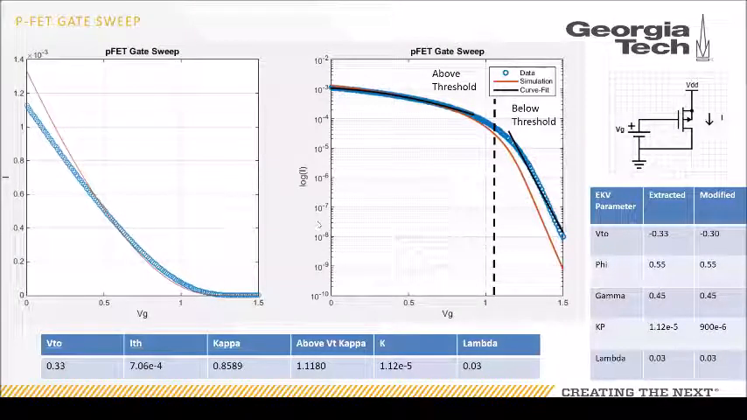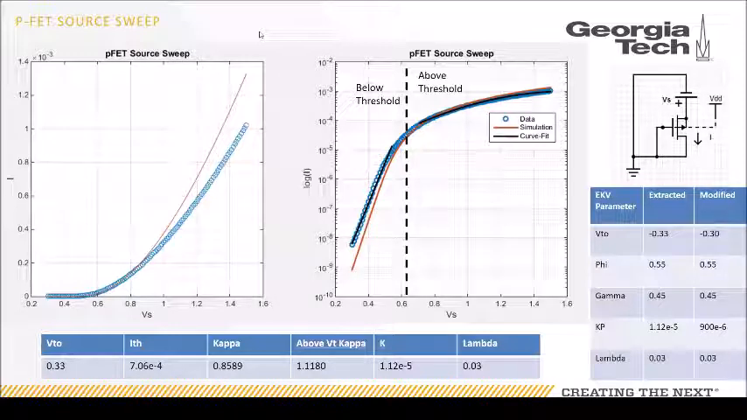Okay, so for the PFET, we did this in a really similar way. We curve fit the above threshold and below threshold regions to get VTO, ITH, and kappa. From that, we started building our EKV model. Again, mostly we changed our KP value to get the simulation to match closely with the experimental data. For the source sweep, again, we curve fit below and above threshold to get our kappa values and our K values. And so again, we have our EKV model, which fits pretty closely.